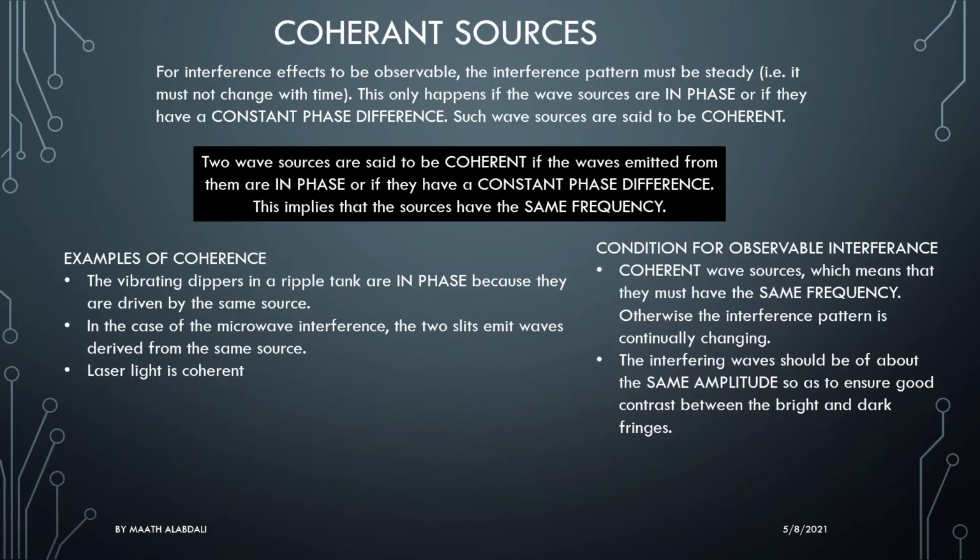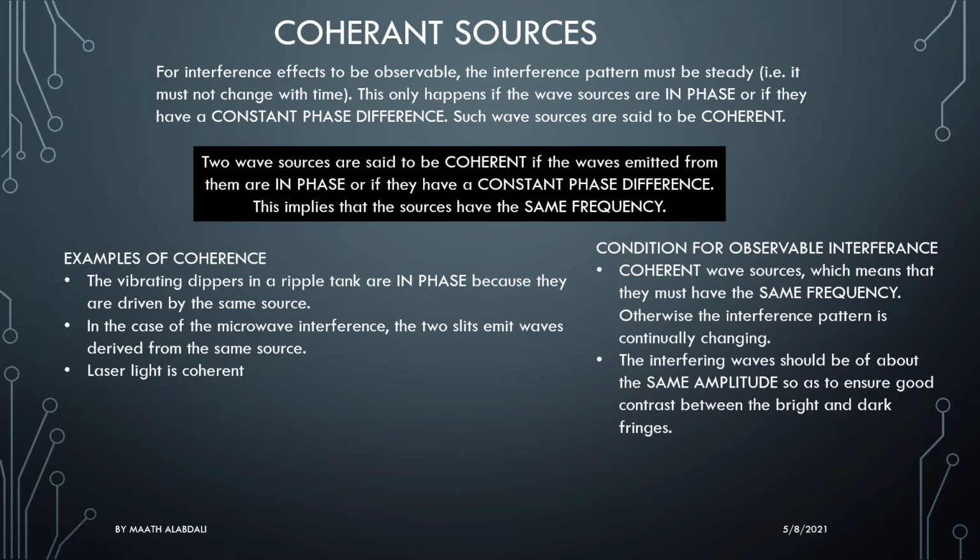So, coherent sources. For interference effects to be observable, the interference pattern must be steady, so it must not change with time. This only happens if the wave sources are in phase, or if they have a constant phase difference. Such wave sources are said to be coherent. So two waves are coherent if the waves emitted from them are in phase, or if they have a constant phase difference. This implies that the sources have the same frequency.